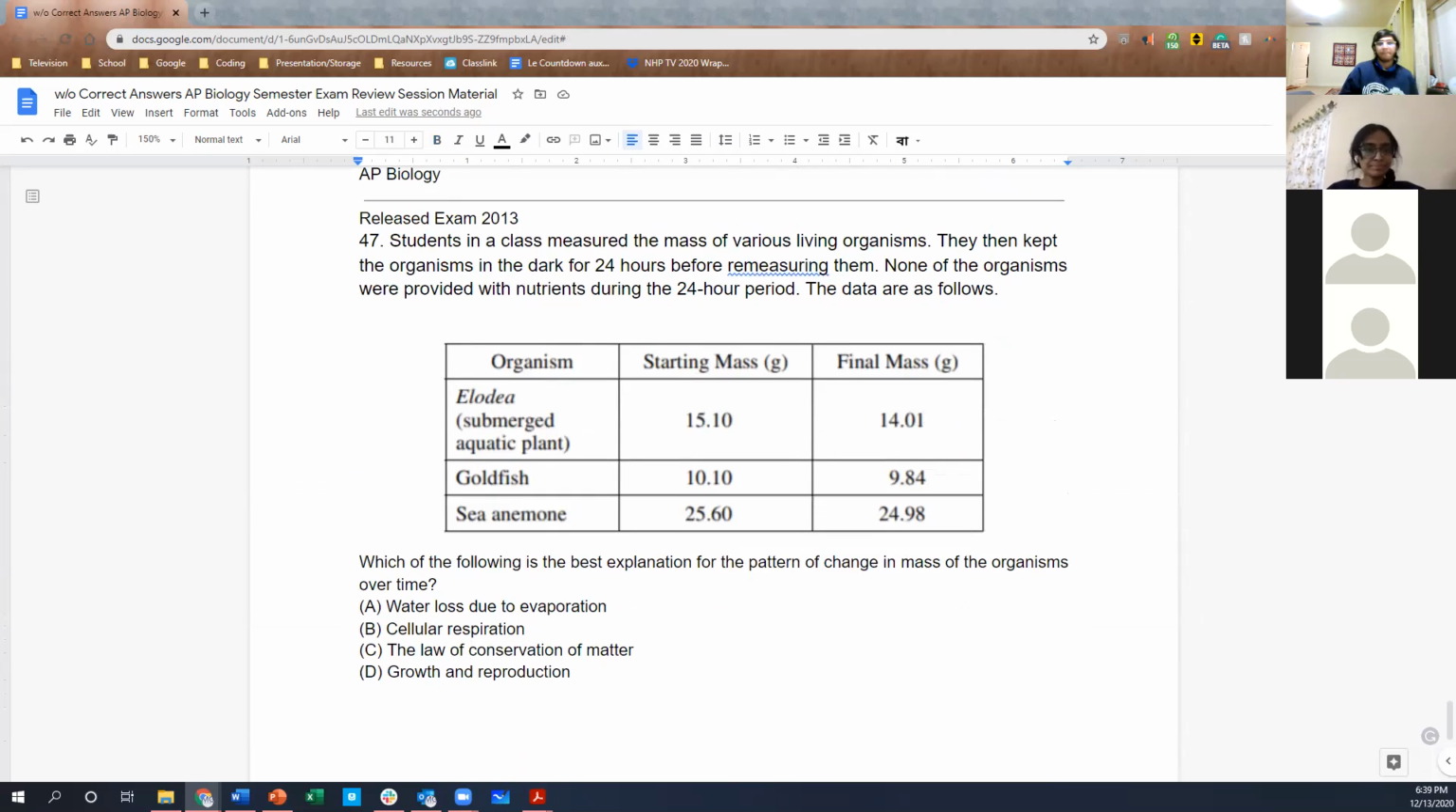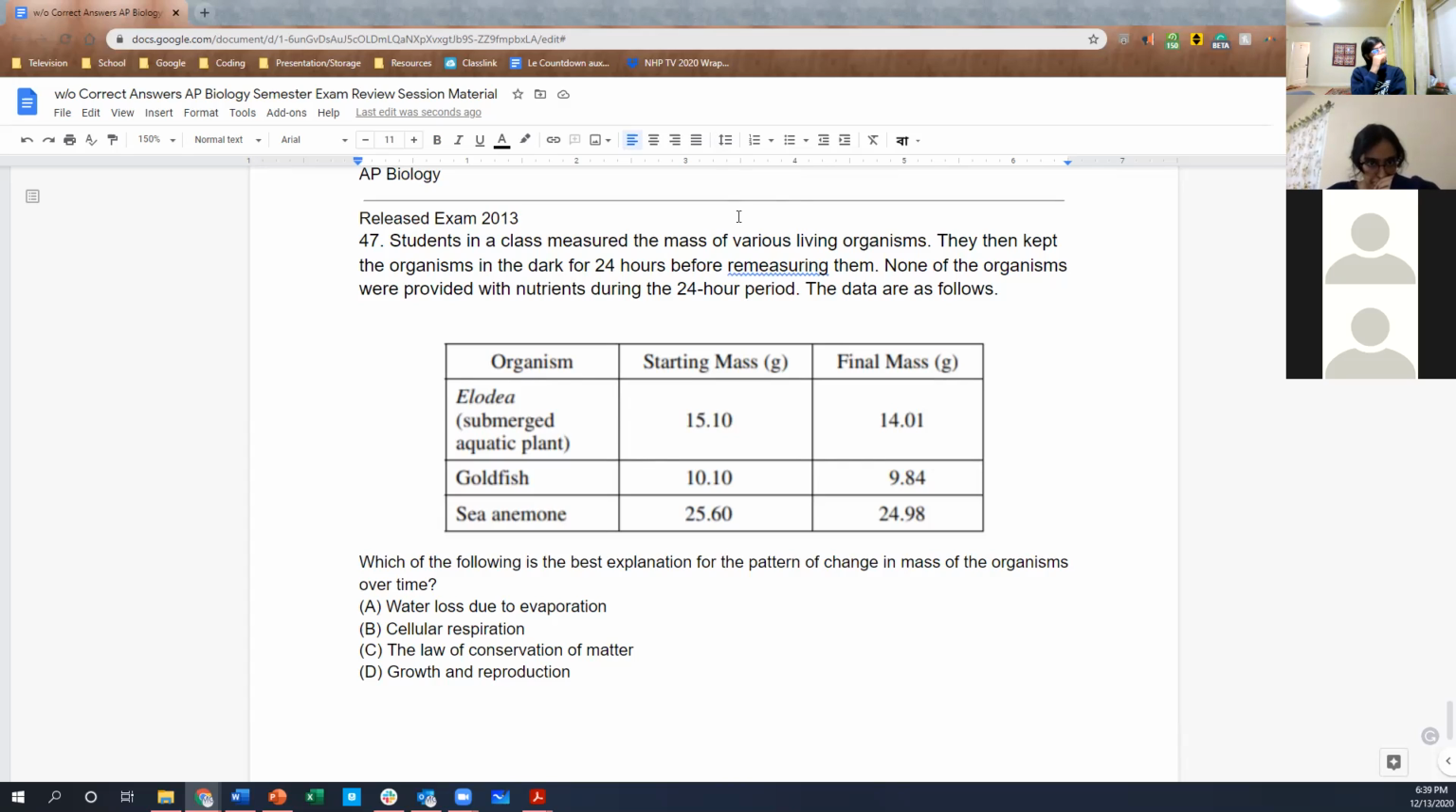Yeah, sure. Students in the class measured the mass of various living organisms. They then kept the organisms in the dark for 24 hours before remeasuring them. None of the organisms were provided with nutrients during the 24-hour period. The data are as follows. Which of the following is the best explanation for the pattern of change in mass of the organisms over time?